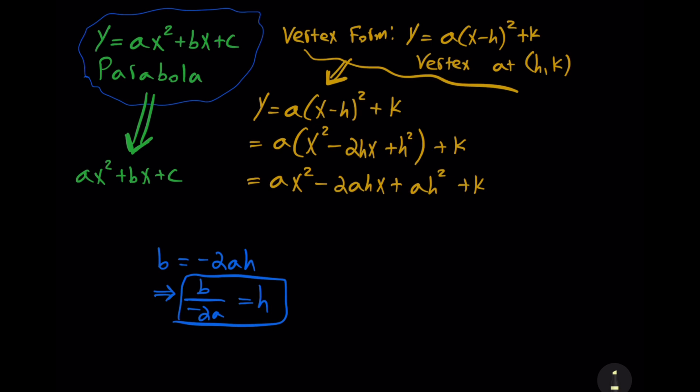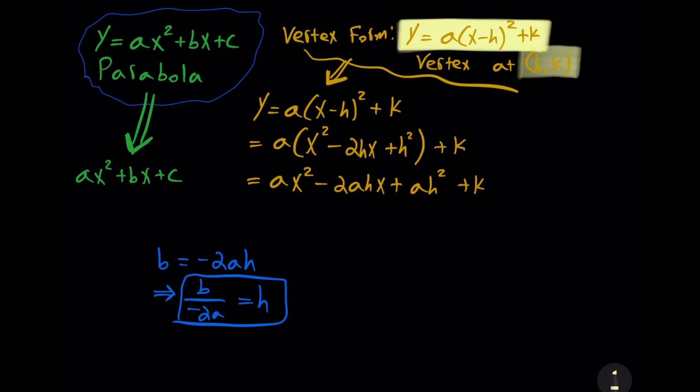For example, one good method is to think about the vertex form of a parabola, and that's y is equal to a times the quantity x minus h squared plus k. And if we think about that graphically or visually, it becomes intuitive that the vertex must be located at h comma k.